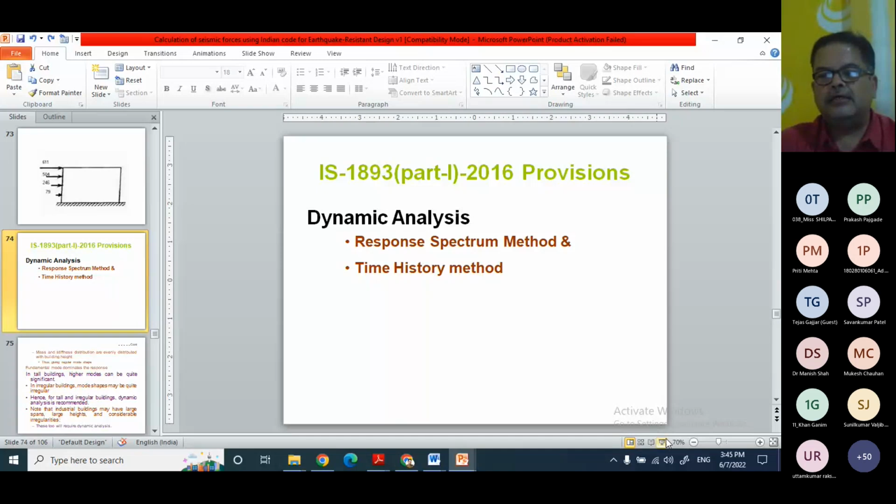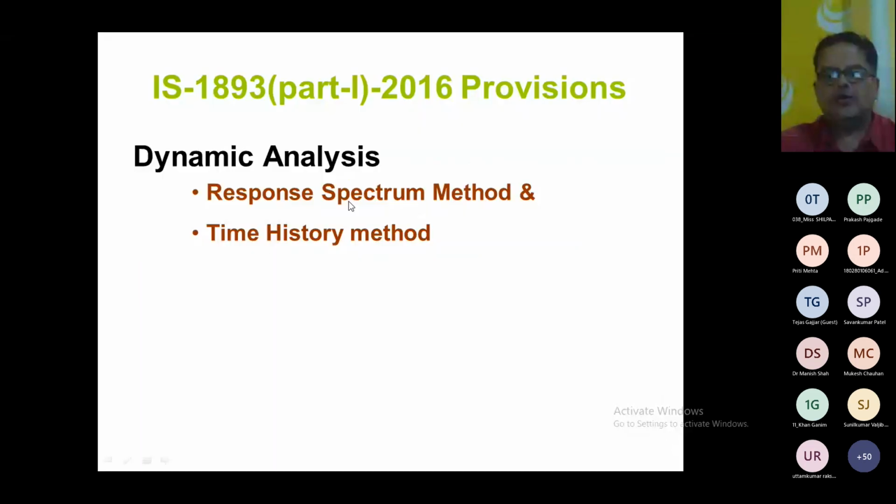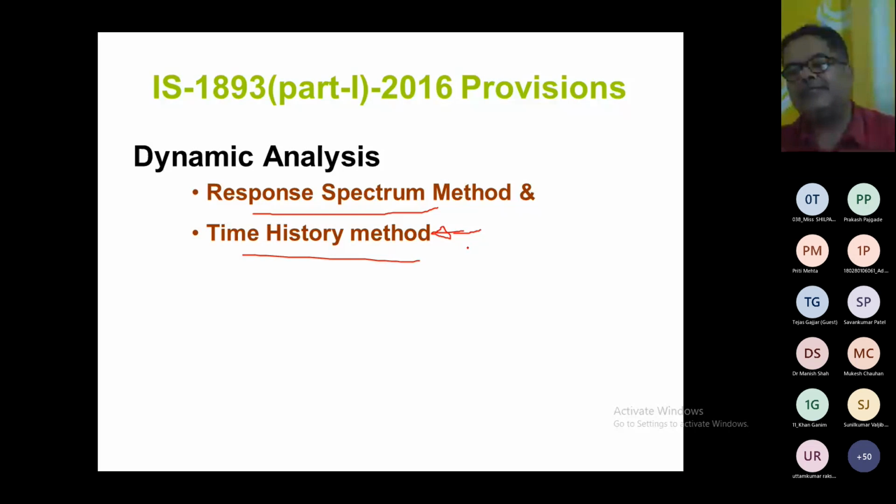Now we go to the second part, that is the dynamic analysis, right? As far as the code is concerned, the code has suggested two things: the response spectrum method and the time history method, right? In the time history method, we are applying the real time history of the earthquake, which is acceleration versus time. And the response spectrum, basically, as we have earlier discussed, is a multi-degree of freedom system, and we have different modes, right? And we are applying those modes here.